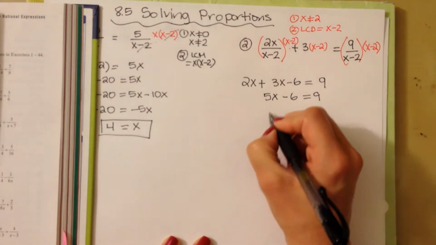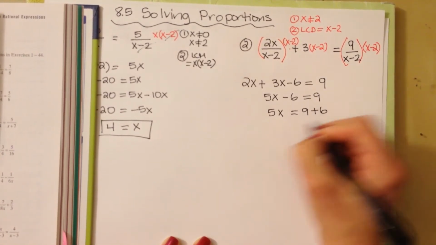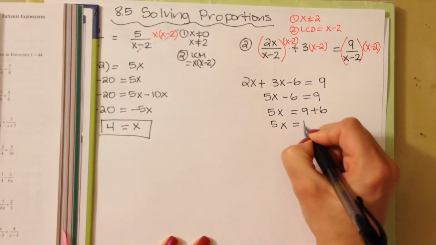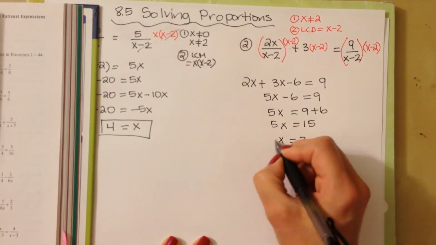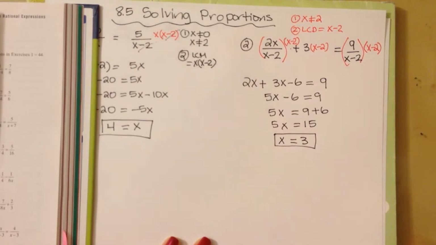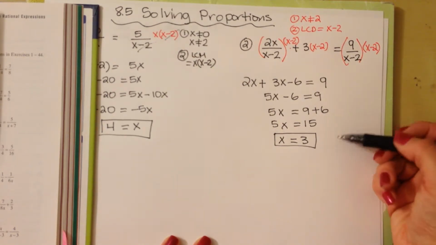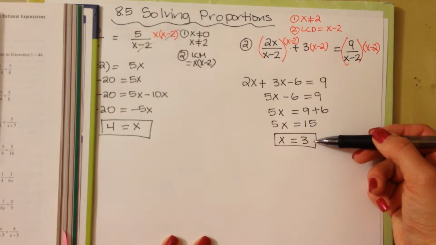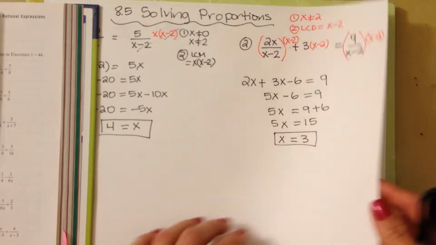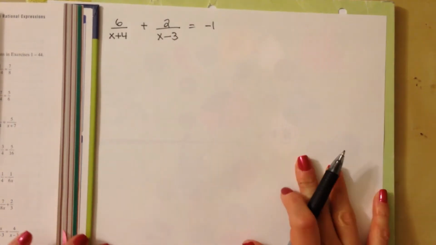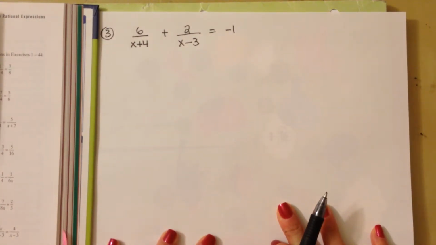Add 6 to both sides. Divide both sides by 5. X is 3. Again, 3 is not a restricted value, so 3 should be a solution, assuming our steps are correct. You can check your answer again by taking 3, substituting it back into the original equation, and checking your work.